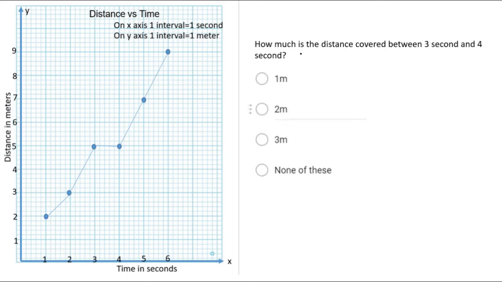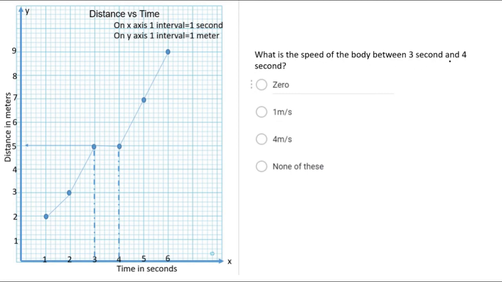Now the third question is, how much is the distance covered between 3 second and 4 second, right? We have already discussed this. Between 3 second and 4 second, if you find out the distance mark, it is 5 meters for 3 seconds and again 5 meters for the 4th second. So that means there is no movement here as far as distance is concerned, and so when there is no movement, the distance covered is 0. But here 0 option is not there. The correct answer is none of these. Now again, what is the speed of the body between 3 second and 4 second? When there is no distance covered between 3 second and 4 second, we can very well tell that the speed will be 0, which means the body is at rest. So this is the correct answer.